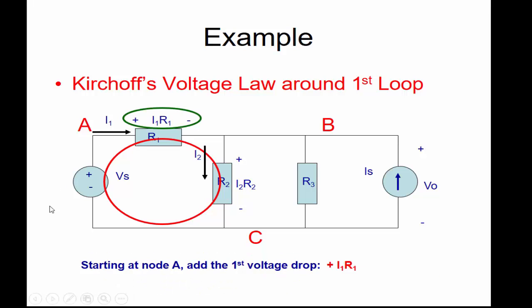Now what do we say about it? Starting at node A, at the first voltage drop, we can see that because this current enters, as we are driving around the loop, first of all, what are we saying as we're driving around the loop?